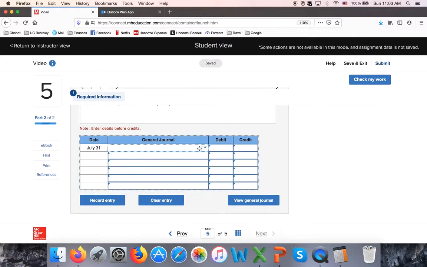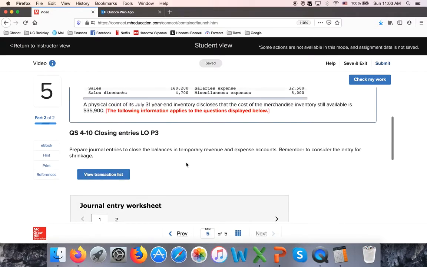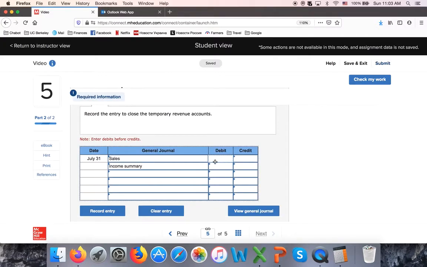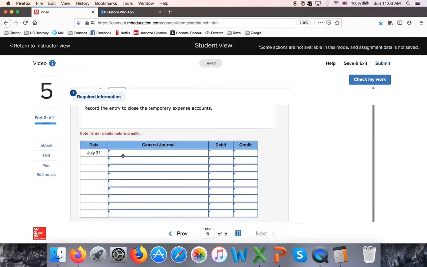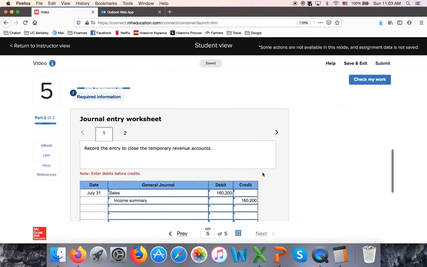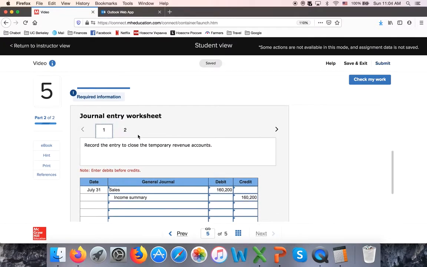So first, I have to close sales. So sales, I move it into income summary. So let's look up how much sales are. 160,200. So let me put it right here. 160,200. That's it. That's my first closing entry. There it is. The second one will be long, right?